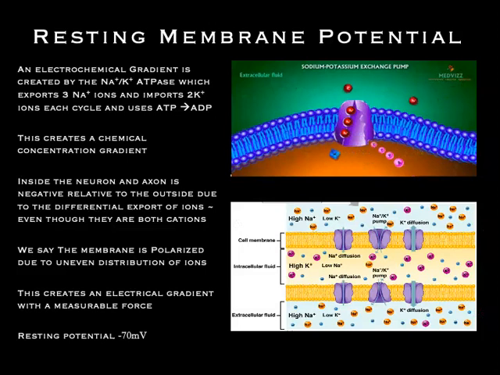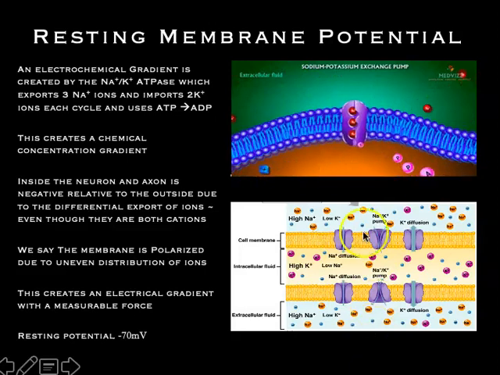So, the resting membrane potential is the result of an electrochemical gradient that's created by the NAK-ATPase. And the NAK-ATPase is remarkable because it imports 2 potassium ions into the interior of the cell, and it exports 3 sodium ions to the exterior of the cell at a cost of 1 ATP. All right, so again, the NAK-ATPase throws 3 sodiums out, throws 2 potassiums in at the same time, and burns an ATP, turns it back into ADP.